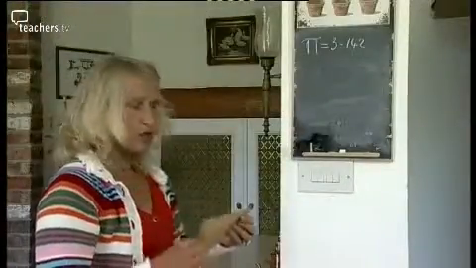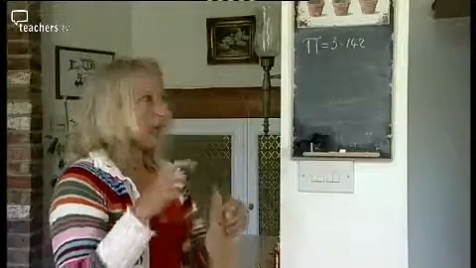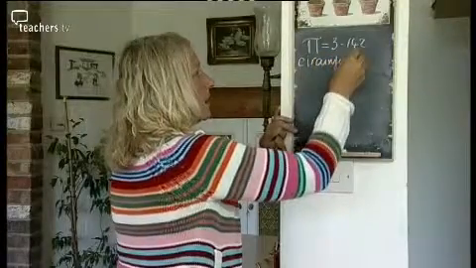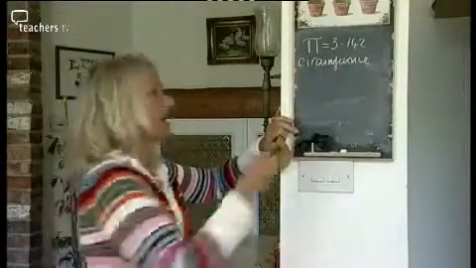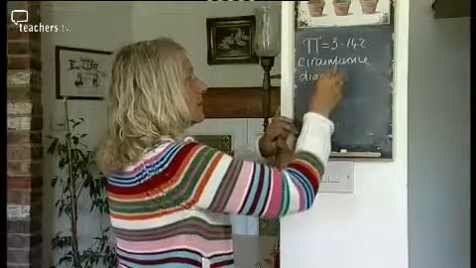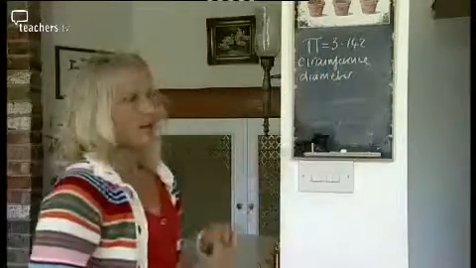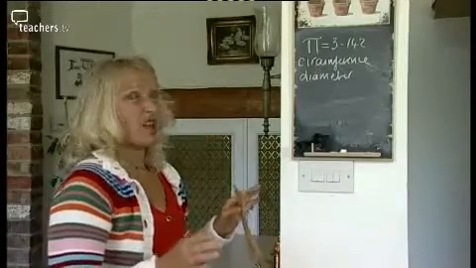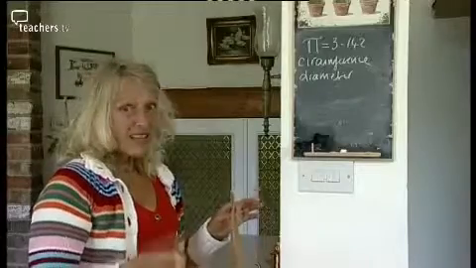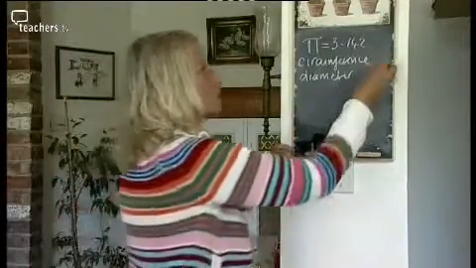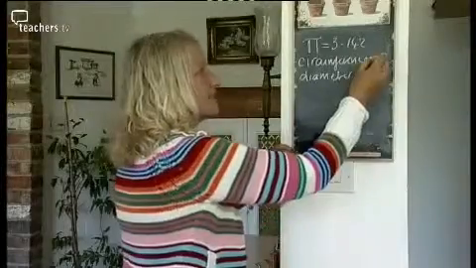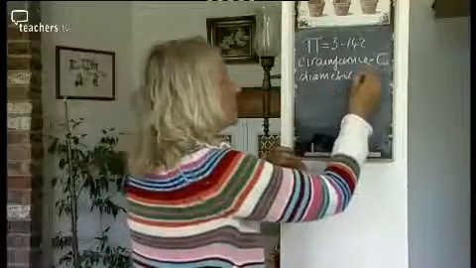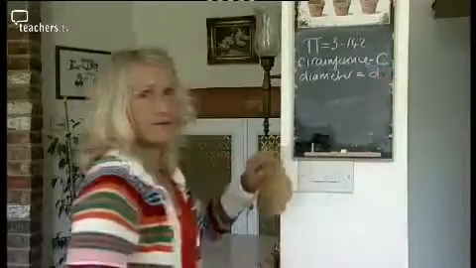Let's return to where we were before. We had the circumference, and we had the diameter. I don't like writing words, it takes too long. I'm a mathematician. I like to use letters. So instead of writing circumference every time, I'm just going to write C. And instead of writing diameter every time, I'm just going to write D.